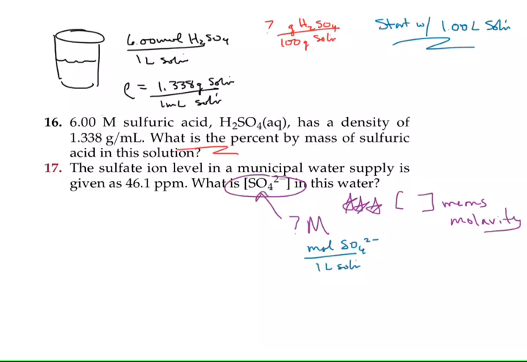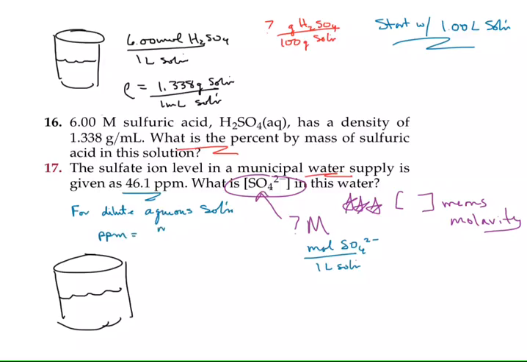Of course, SO4 2- is sulfate. This is where you need to go back to parts per million in this dilute solution. For dilute aqueous solution, ppm is approximately equal to milligrams per liter, and you're going to use that. So count on that.